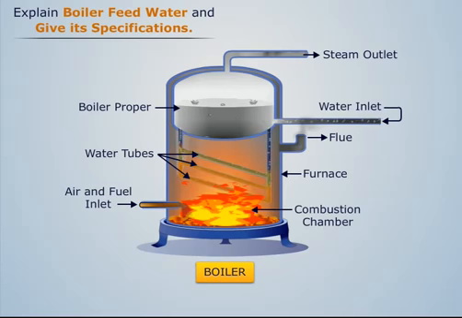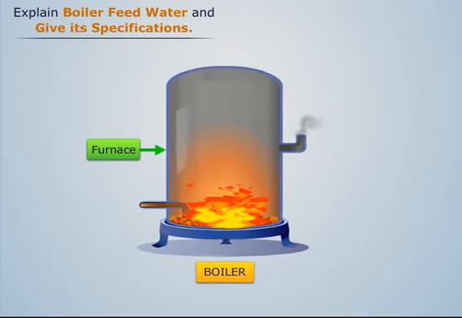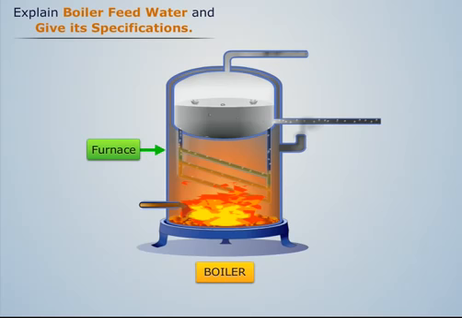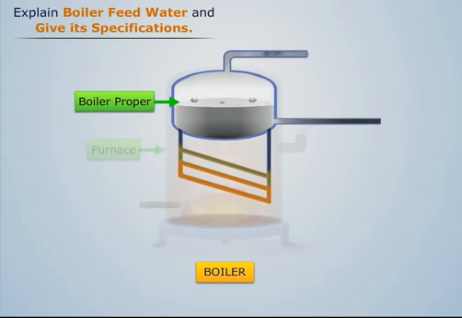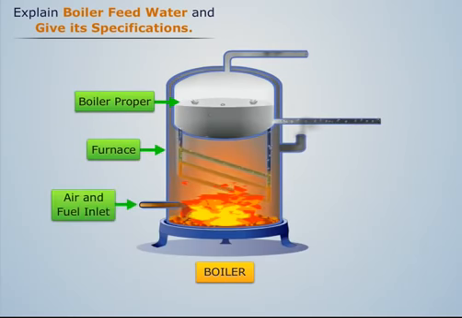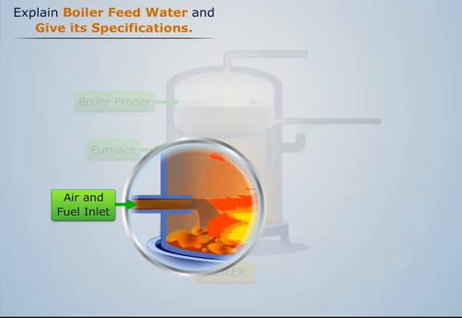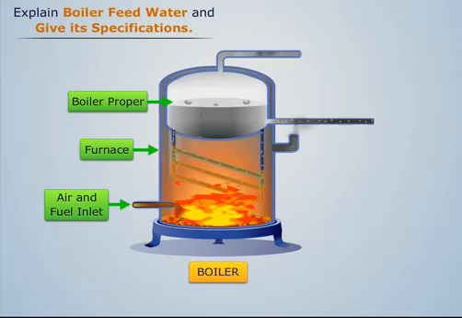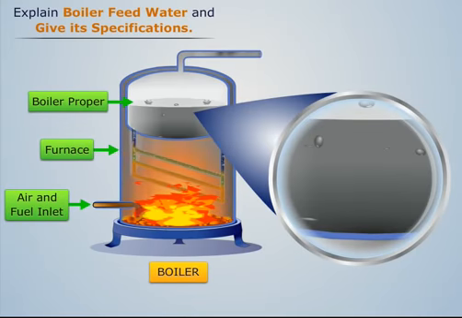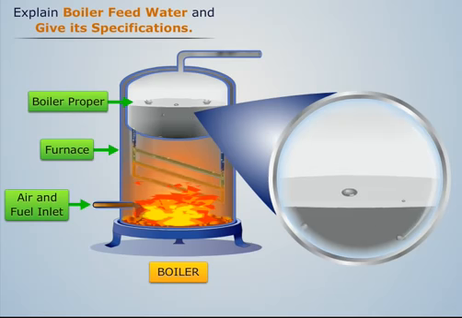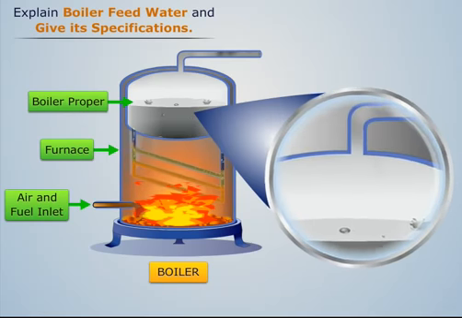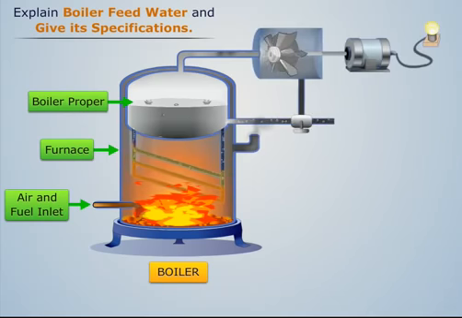It consists of two main parts: furnace and boiler proper. Furnace provides heat by burning the fuel, and boiler proper is a device where water changes into steam due to heat. This steam or hot fluid is then recirculated out of the boiler to be used in various processes in heating applications. The water which is fed into the boiler is called the boiler feed water.